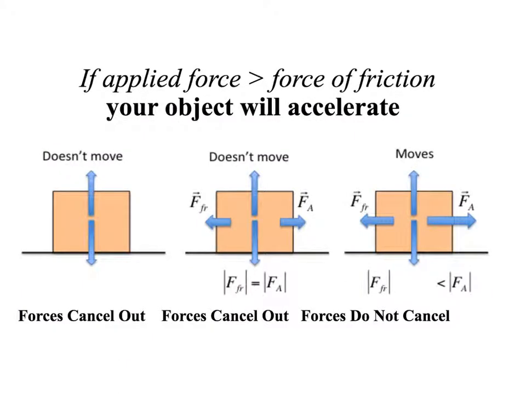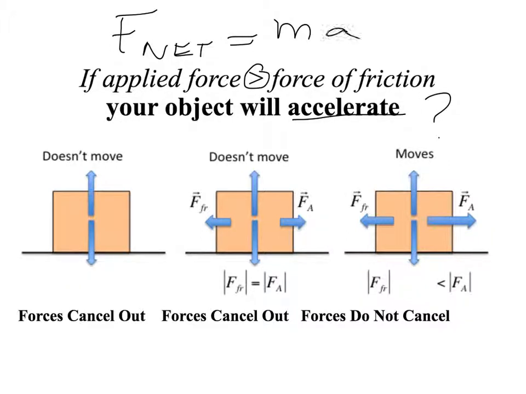Now, if that applied force is not equal but is actually greater than the force of the friction, you will then accelerate. Why? Well, because of Newton's second law, if we have F net, overall net force, then we are going to have acceleration due to this equation, F net equals ma.